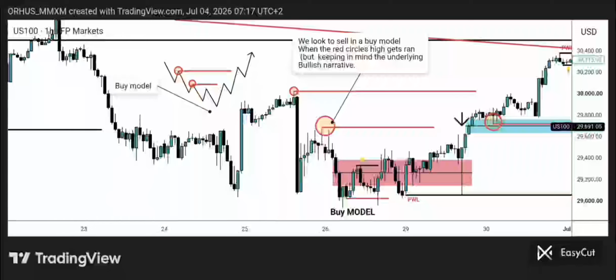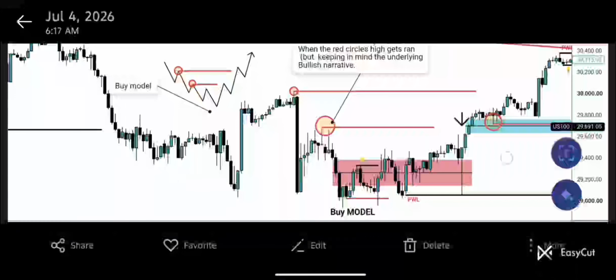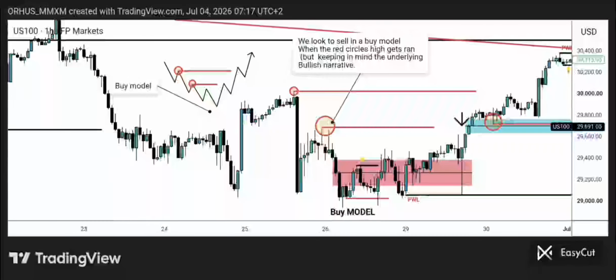This is a buy model. We look to sell in a buy model once these red points get reached. And I want to tell you as well, why would you want to sell in a buy model? You can absolutely just buy the low. You can buy here, you can buy here, you could buy here, you could buy here, you could even buy here. Absolutely insane amount of opportunities present here in the marketplace, just from understanding market maker buy models.